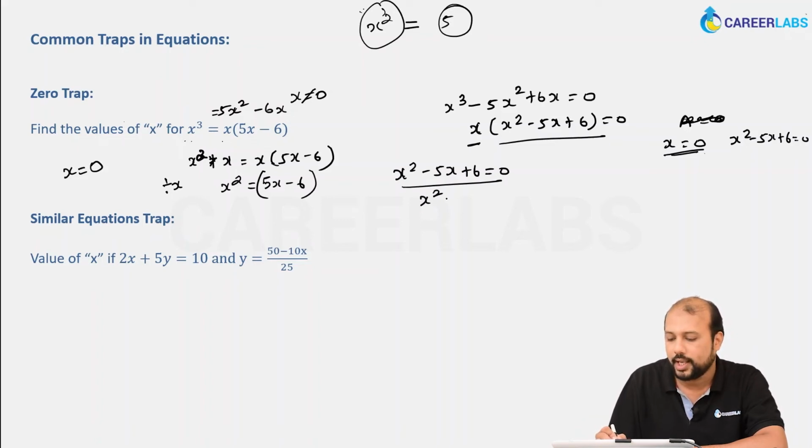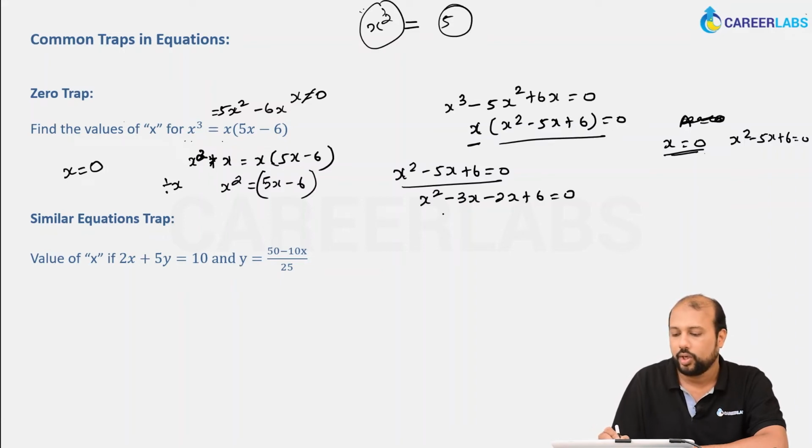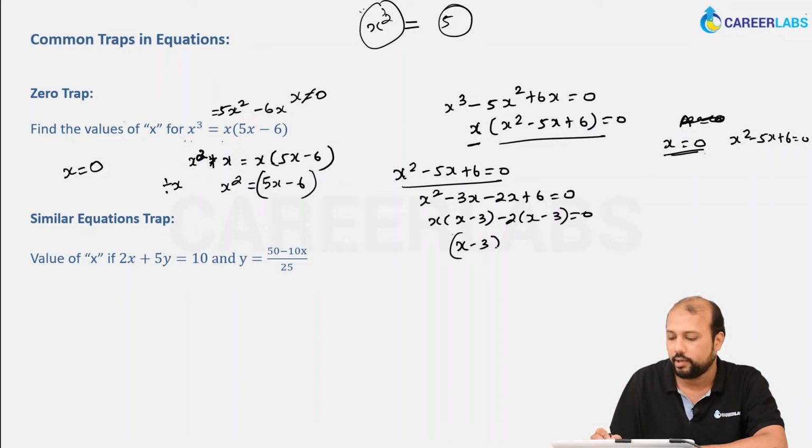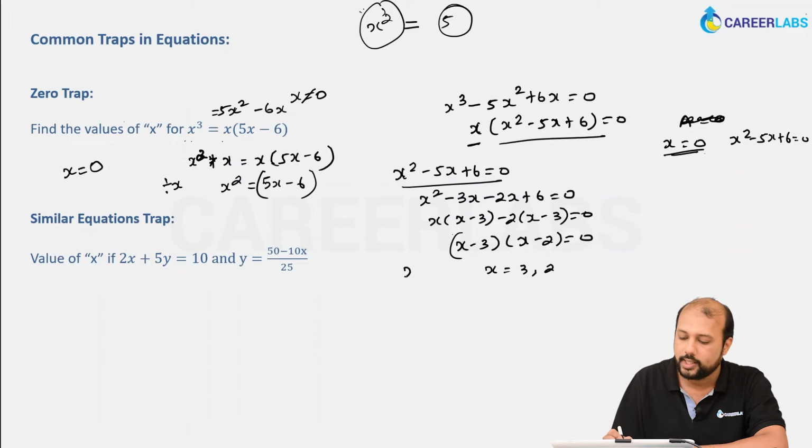So minus 5x can be split and written as minus 3x minus 2x plus 6 is equivalent to 0. If you take out x from the first two terms, you will have x minus 3. Minus 2, if you take out common, you will have x minus 3 again. If you take x minus 3 out common between these two terms, you will have x minus 2 equivalent to 0. So x will be either 3, 2, as well as x is equivalent to 0.